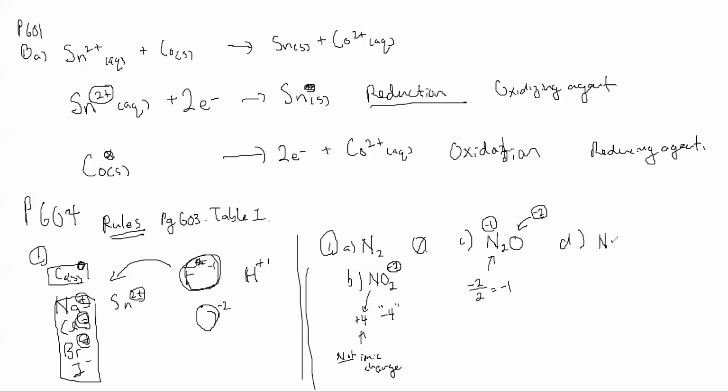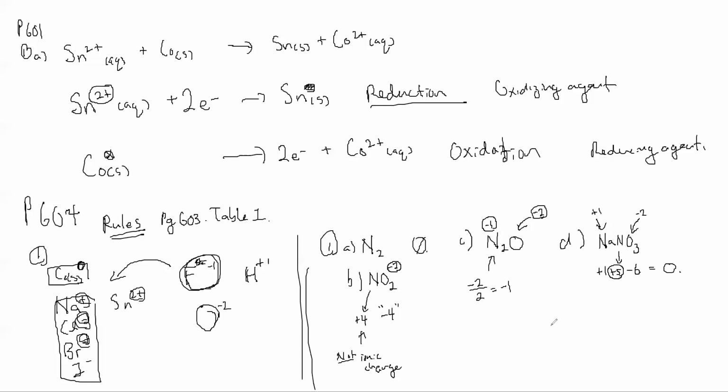Part D, NaNO3. Oof. Typically, alkali metals, or monatomic ions, are going to have a charge of +1. And we know before all else, oxygen is always going to have an oxidation number of -2. I have 6 of them. That is going to be -6. Sodium is a +1. That means nitrogen must be a +5 to balance out and cause the zero-sum rule to take effect.